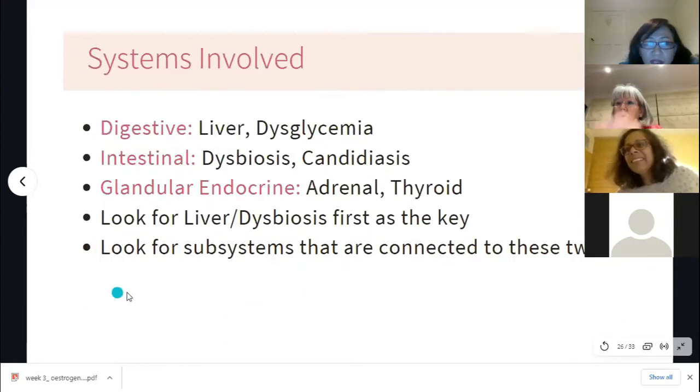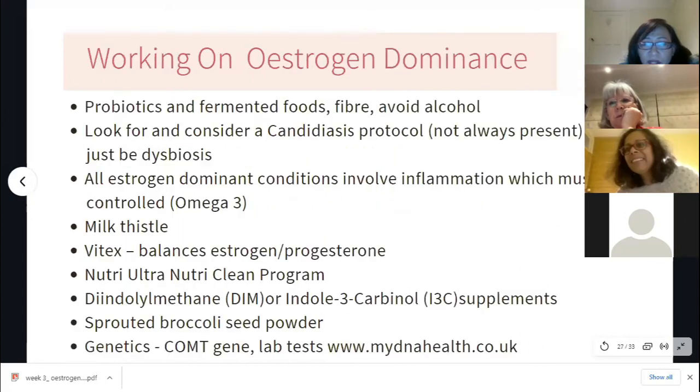Okay, so the systems that we've covered today: digestive, intestinal, endocrine, your adrenals and your thyroid. And again, we look at how all these things connect with each other. Blood sugar balancing is really important as well. You've got to get off all those carbs and sugars, because they're going to affect the sex hormone binding globulin, which will affect your estrogen levels. So just everything in a nutshell: probiotics, fermented food, fiber, no alcohol. Sort your yeast and bacteria and parasites with Quenda and other protocols available.